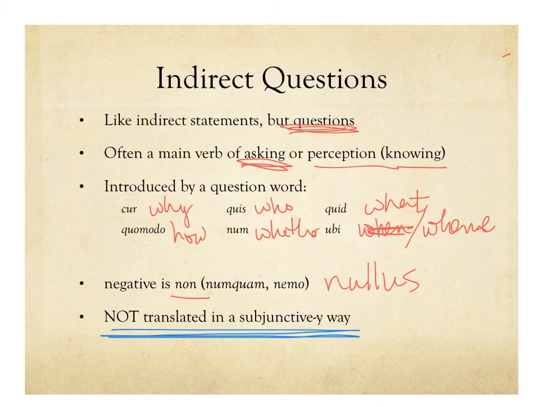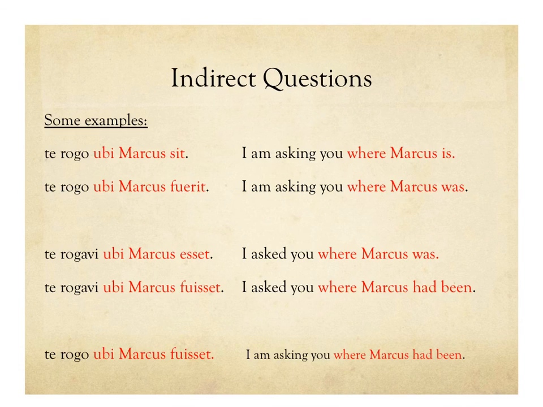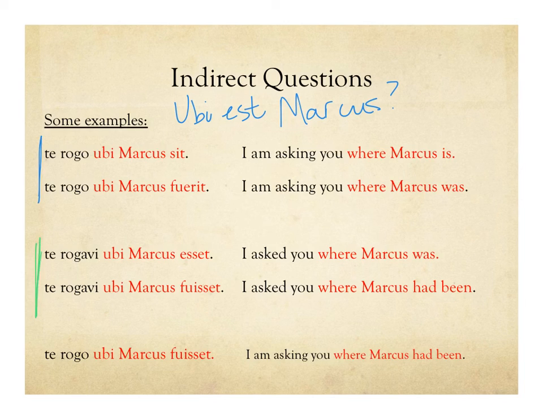So let me give you some examples. So here I have this model sentence, right, where we might say something like, Ubi est Marcus? Where is Marcus? And so I can make this an indirect question in a lot of different ways. And so here I'm using primary sequence, and below I'm going to use secondary, okay?